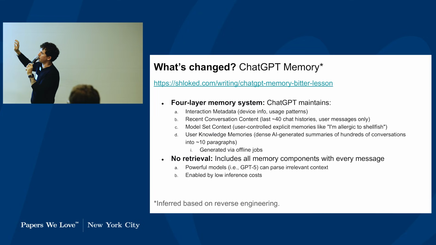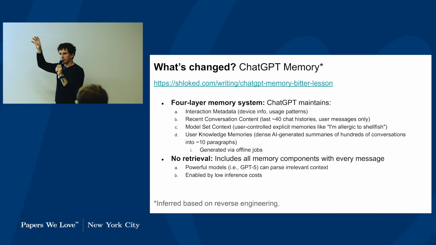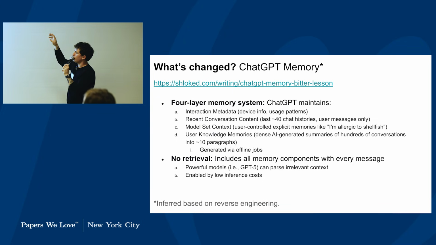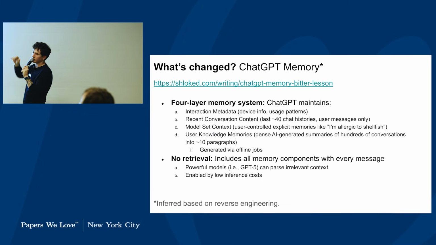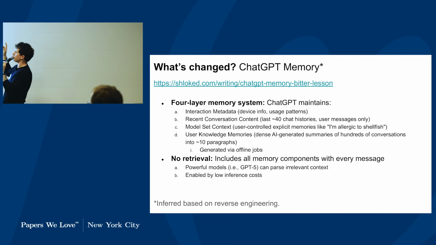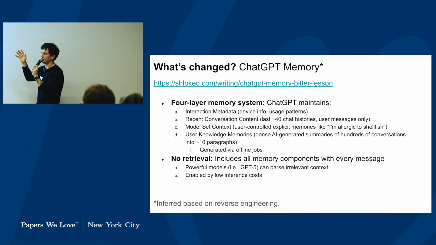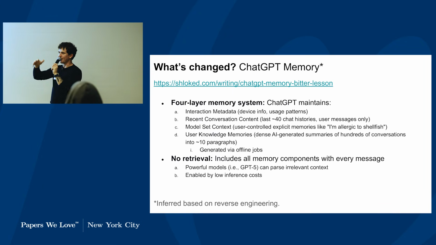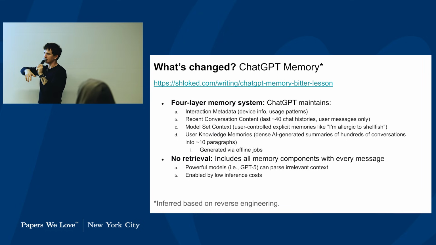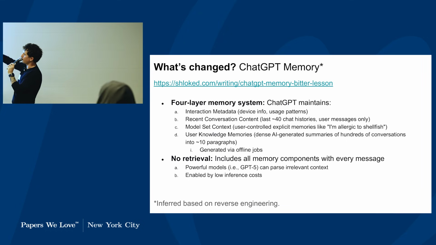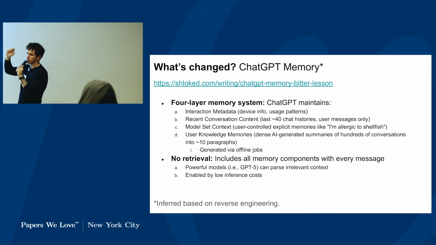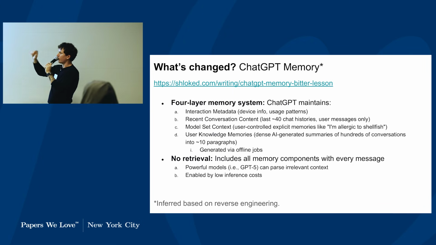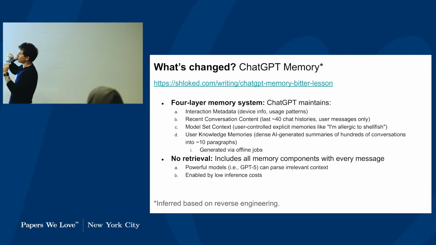They've got a 4-layer memory system. At the top, they've got your device info, usage patterns. From there, they've got your recent conversation context. This is one of the most interesting parts. It's like 40 chat histories. So it's an enormous block of, if we go back to Zep, this idea of episodes, the actual context from your conversations. From there, we've got model set context. So this is memories as we understand it. I'm allergic to shellfish.